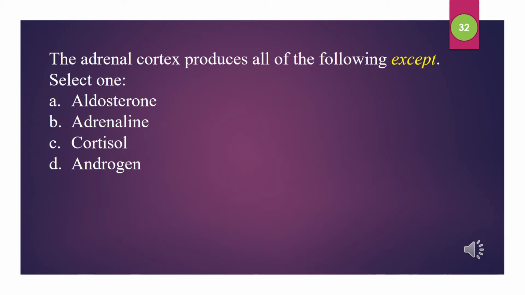The adrenal cortex produces all of the following except: A. Aldosterone. B. Adrenaline. C. Cortisol. D. Androgen. The answer is B. Adrenaline.